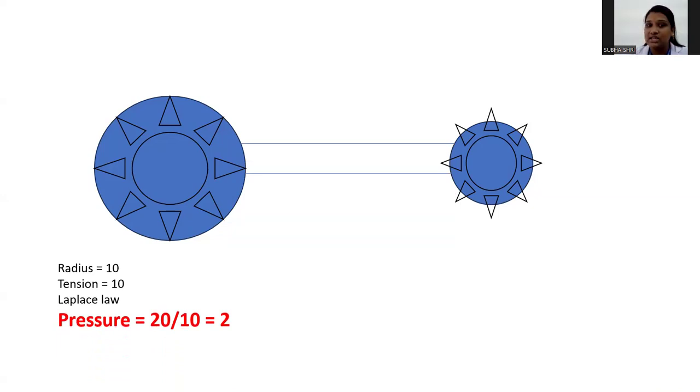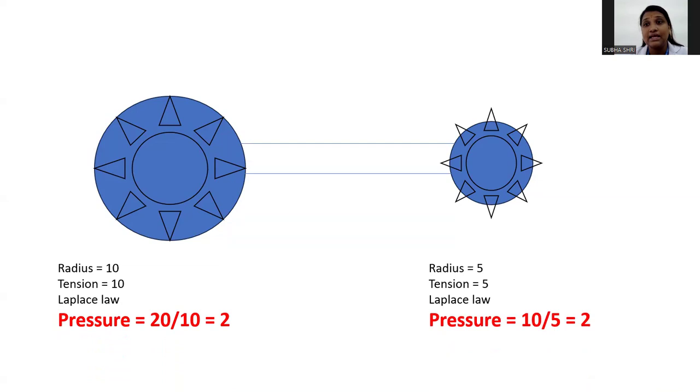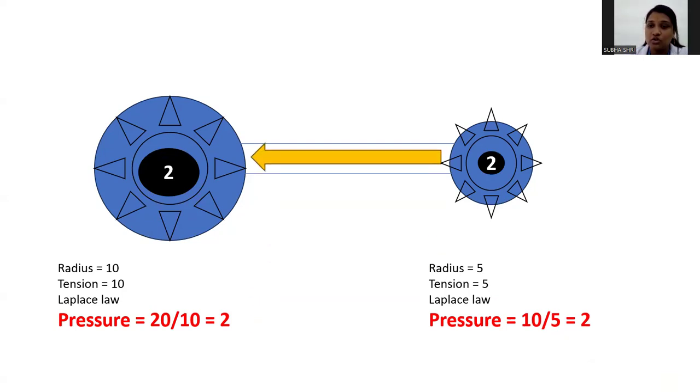So radius 10, tension 10, what will be the pressure according to Laplace law? It will be 2. Whereas in the smaller alveolus, the tension will be less. Radius 5, the tension will also be 5. According to Laplace law, the pressure created will be 2. So the pressure in the bigger alveolus is 2 and the pressure in the smaller alveolus is also 2. So will there be any movement of air? No.